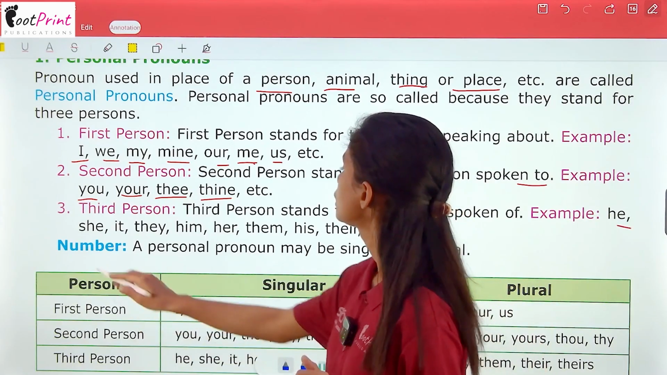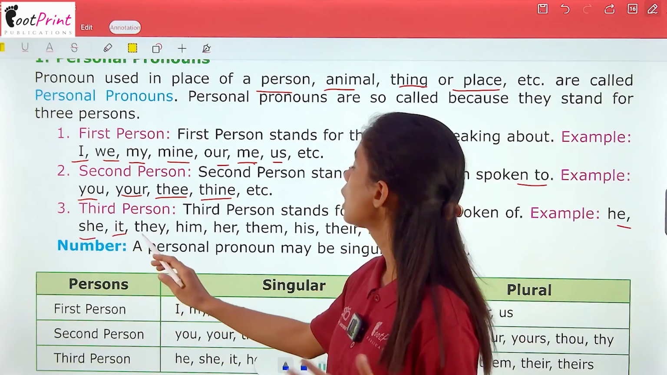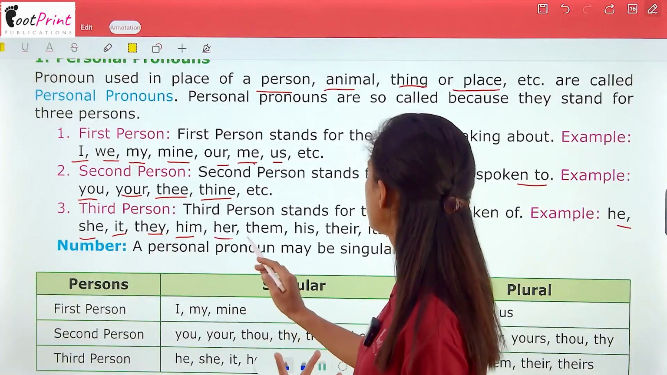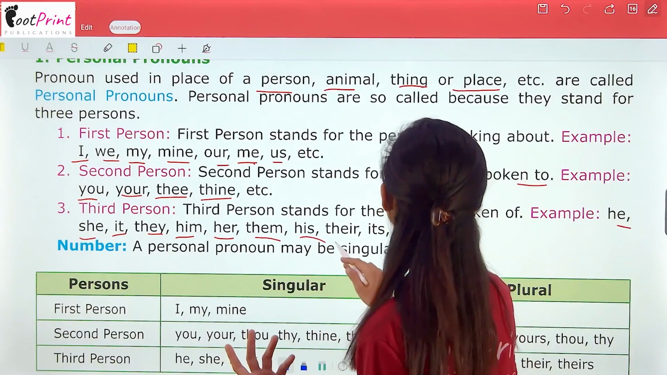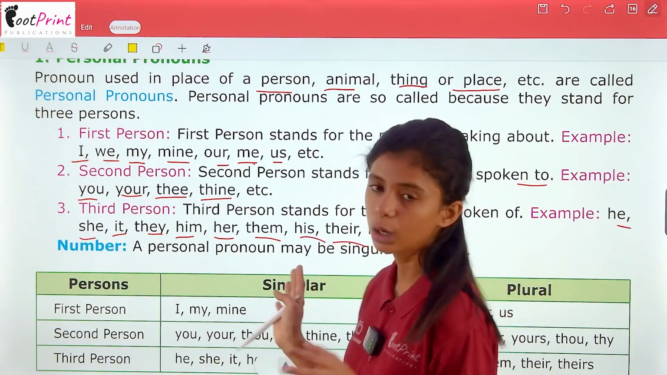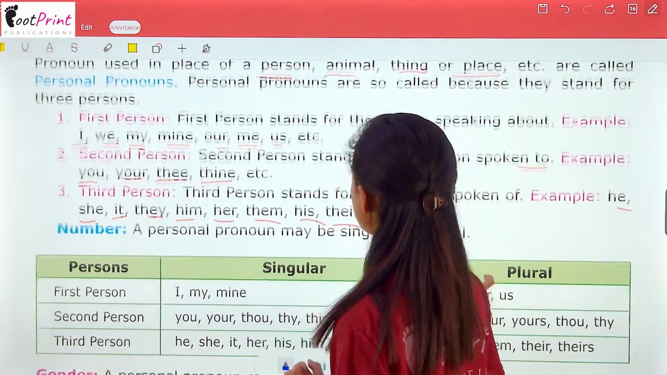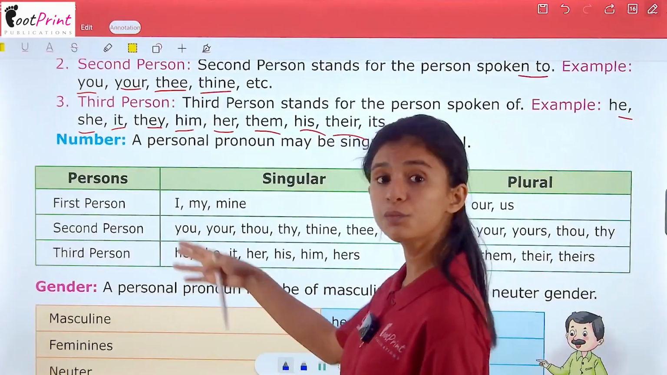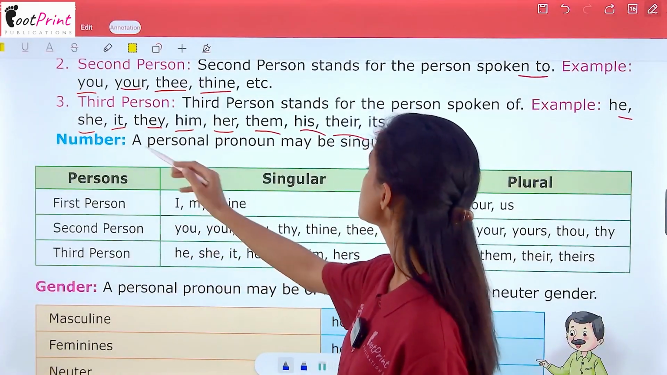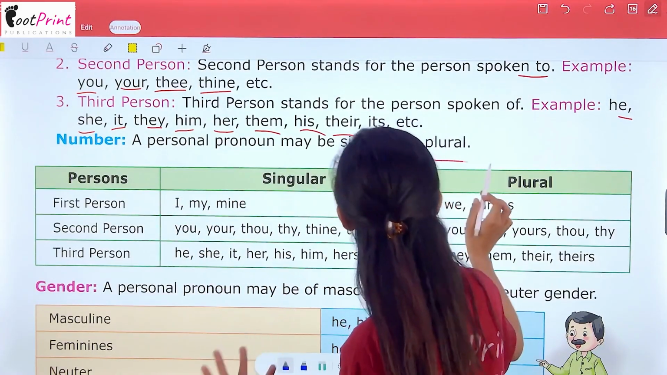So the examples of third person pronouns are he, she, it, they, him, her, them, his, their, its, etc. So these are all the examples of third person pronouns. Let's see what is the meaning of number given here. A personal pronoun may be singular or plural.